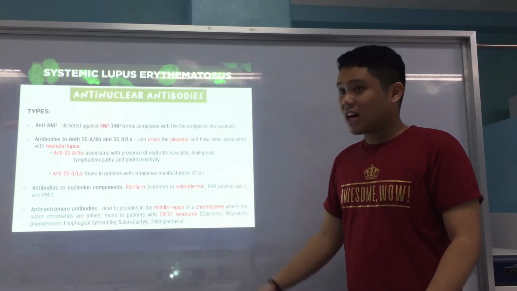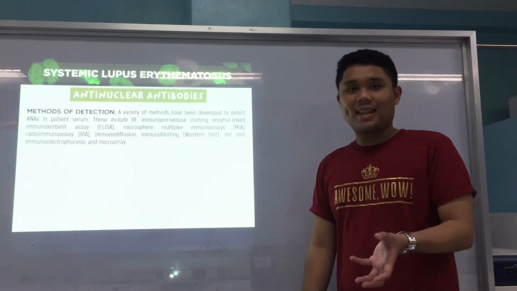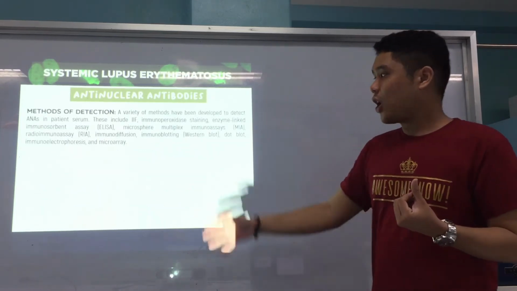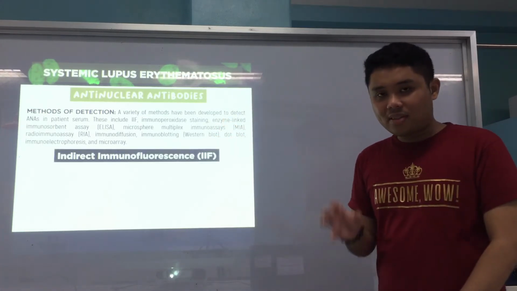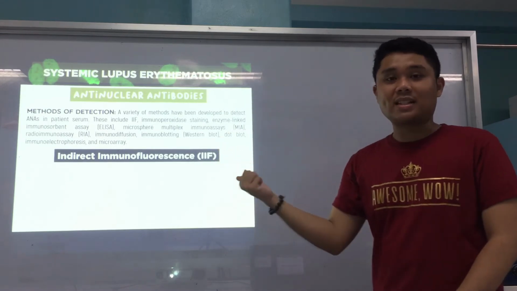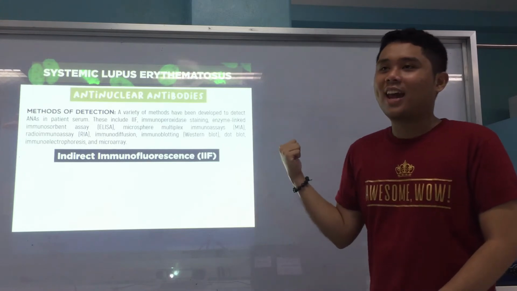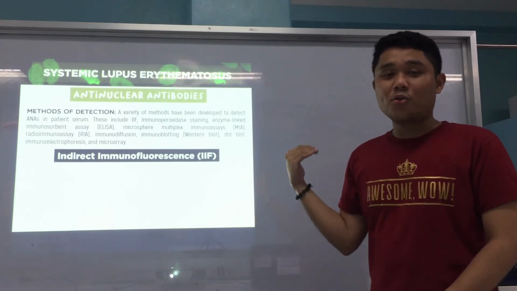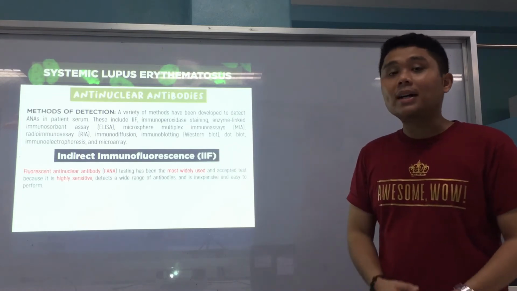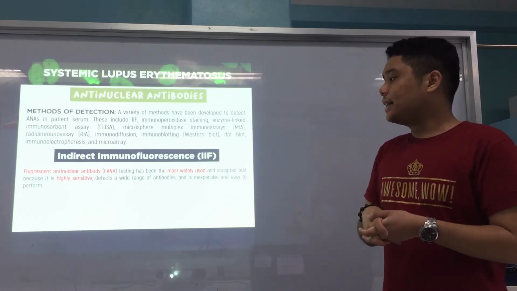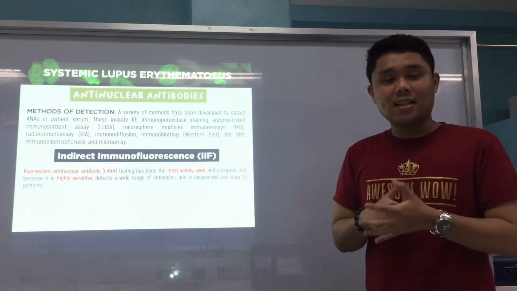Alright, so those are anti-nuclear antibodies. Now we go to how we detect these anti-nuclear antibodies. As you can see, there are a lot of immunoassays, but the thing that we're going to focus on is the indirect immunofluorescence test, or IIF. Indirect immunofluorescence is also known as the fluorescent anti-nuclear antibody test, FANA. This is the test that is widely used, and it's highly sensitive.